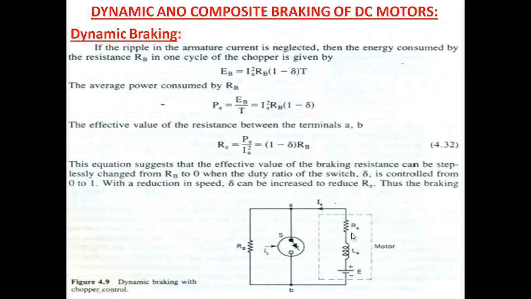See here, the only difference between the normal circuits I have explained before and this dynamic braking circuit is just the addition of a self-commutated semiconductor switch S in parallel with the braking resistance RA. Here the switch will be operated periodically with the time t and it will be closed for a duration of delta t.